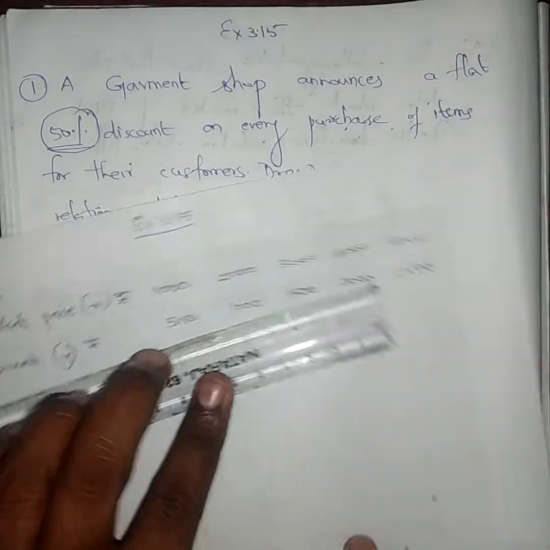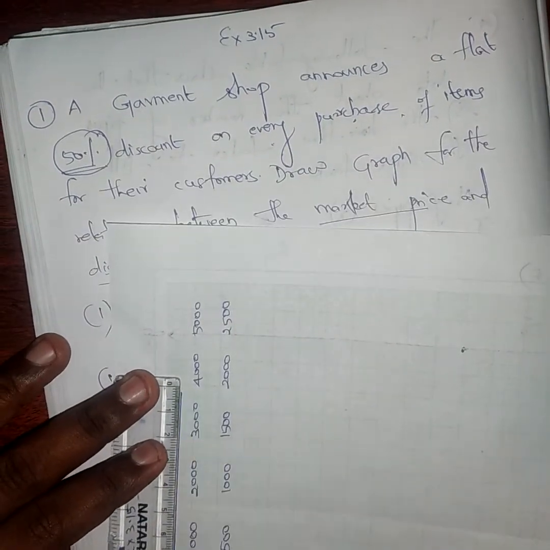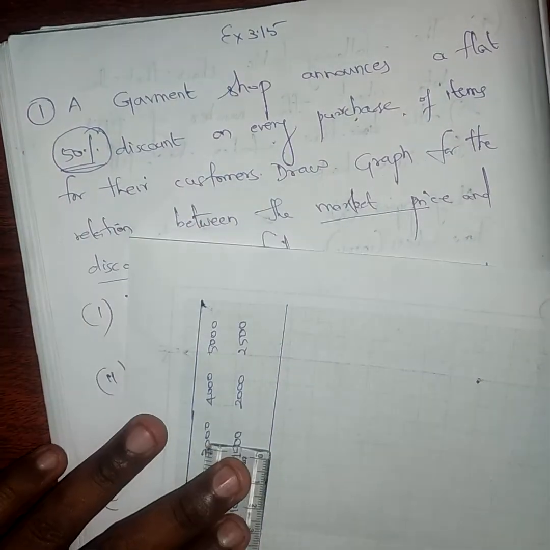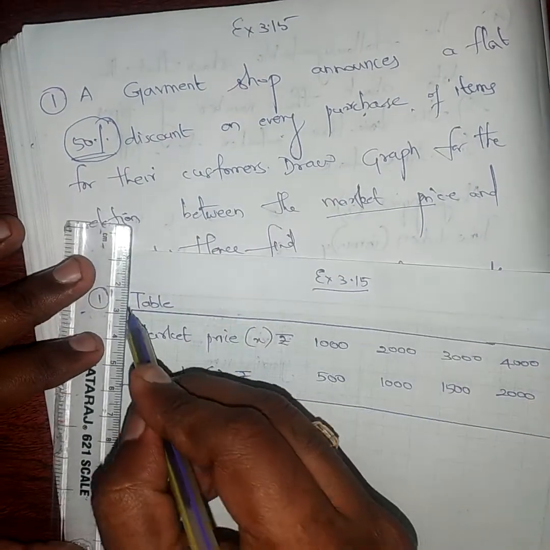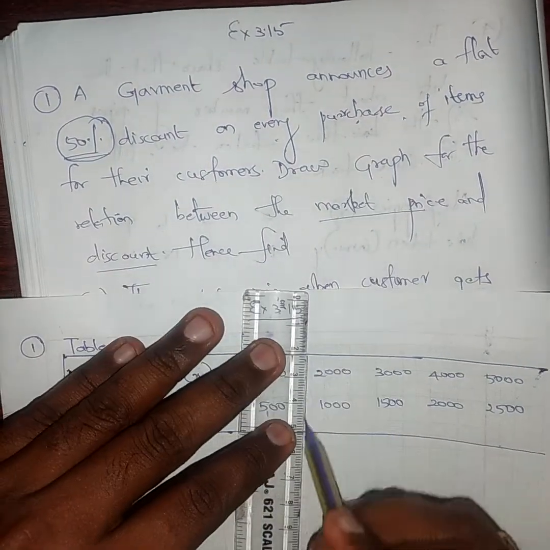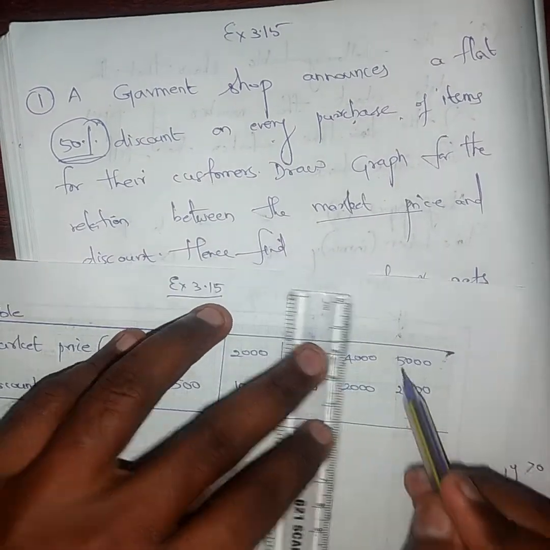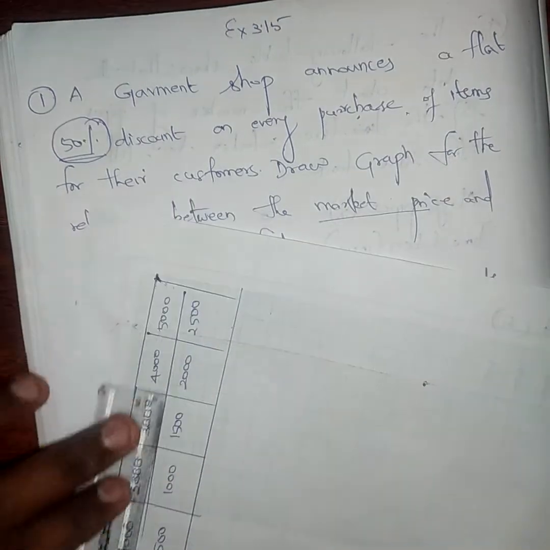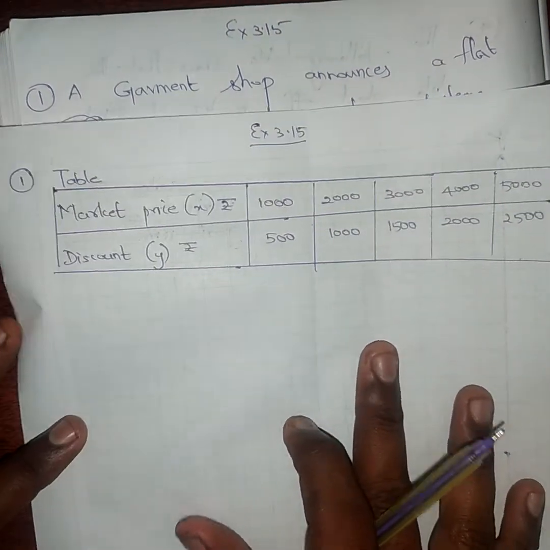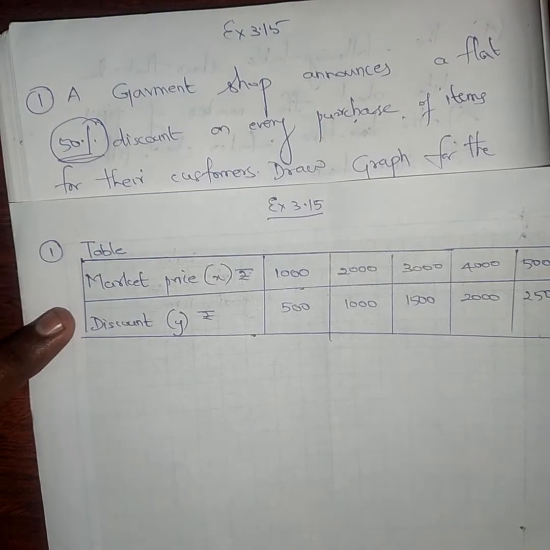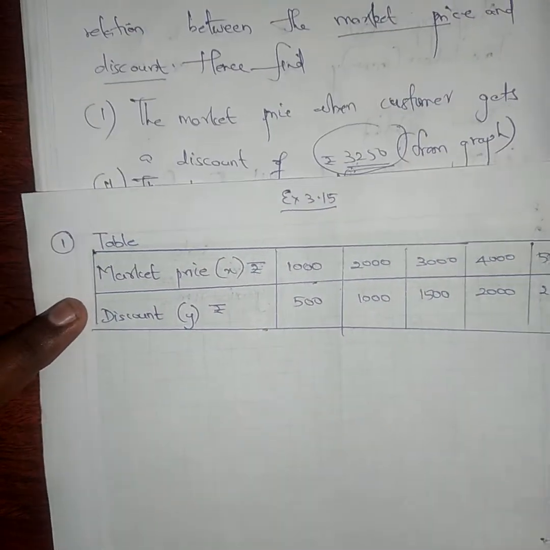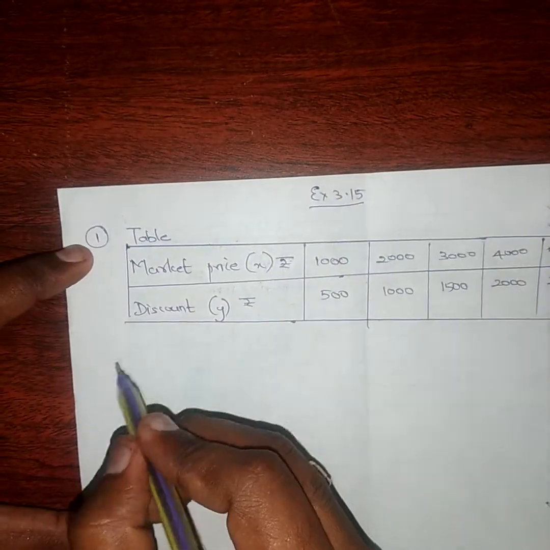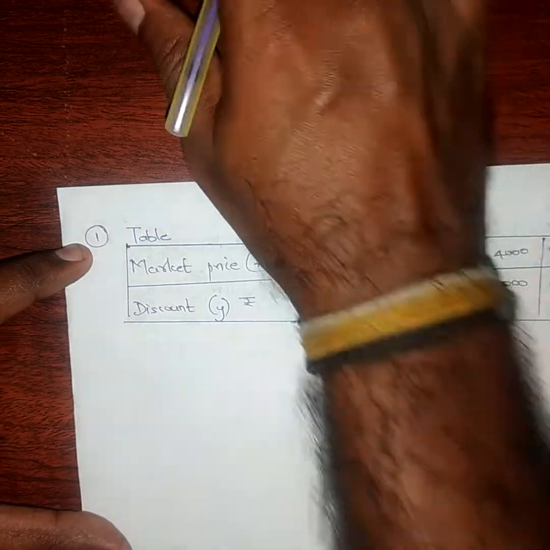After marking the points, we need to draw the line properly. I have drawn the table. Next, after the table, what do you need to check?